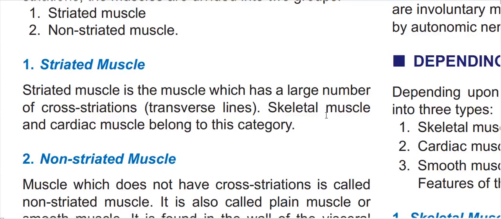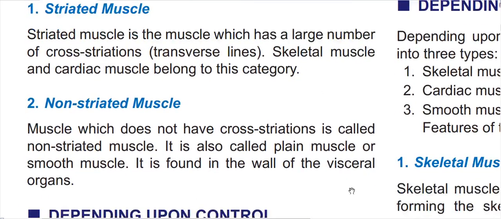These are present in the cardiac muscles and skeletal muscle. Two muscles belong to this striated muscle category. The first one is skeletal muscle and the second one is cardiac muscle. These two muscles are also called striated muscle. They have striations when we observe them under a microscope.